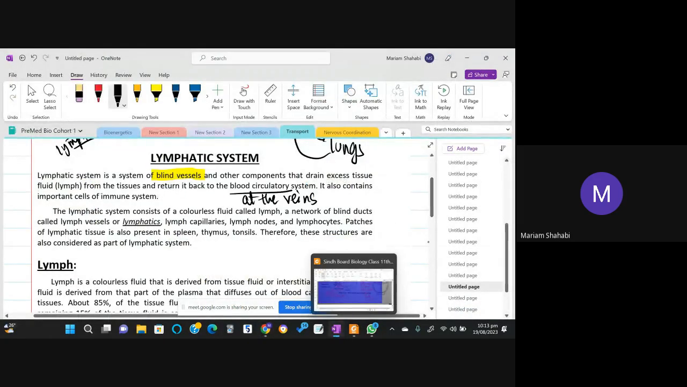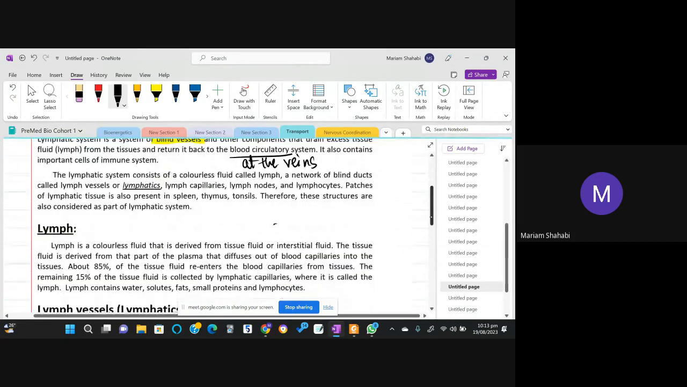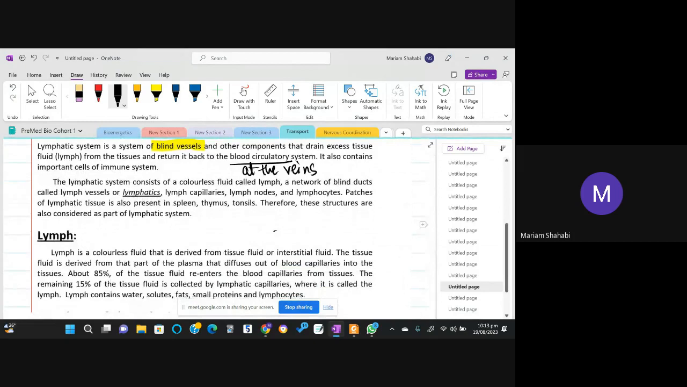So इसके components हैं, जैसे blood circulatory system है वैसे ही lymphatic system भी है. Blood circulatory system में we had the heart, the pumping organ, we had the blood vessels. So likewise we have lymph vessels, और lymph vessels को lymphatics भी कहते हैं. ठीक है, we have lymph capillaries, blood vessels होती हैं तो lymph capillaries भी होती हैं. Lymph nodes होते हैं और lymphocytes होते हैं. Lymph nodes and lymphocytes, these are different. ये जरा न्यू चीज है, ये blood vessels में इस तरह का कुछ नहीं था. Colorless fluid called lymph, a network of blind ducts called lymph vessels, lymph capillaries.